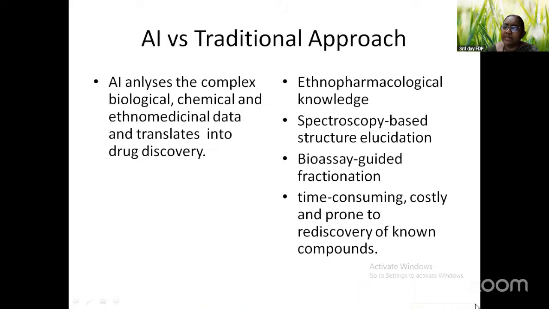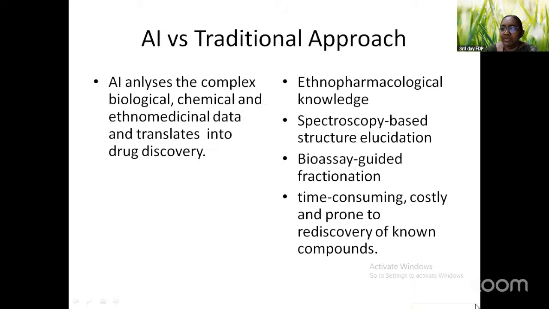So comparing the traditional approach of natural product drug discovery with drug discovery using AI. For AI, the data is required, which has to be manually supplied to the system or the software. Whereas the traditional approach is based upon ethnopharmacological knowledge, spectroscopy-based structural elucidation, and bioassay-guided fractionation, and this method, the traditional approach, is very time-consuming.